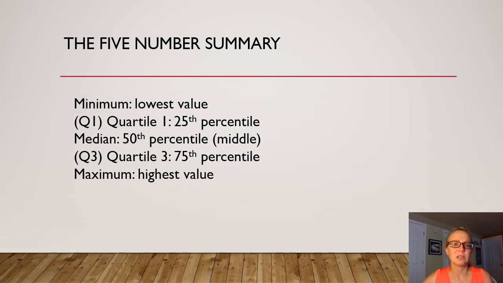The 5-number summary is made up of the minimum, which is the lowest value, Q1, which is the 25th percentile, the median, which is the 50th percentile, or the middle, it's the half and half line, quartile 3 is the 75th percentile, and then the maximum is the highest value. So if you want to think about $1 equaling 4 quarters, the minimum would be 0, quartile 1 would be 25 cents, the median is 50 cents, quartile 3 is 75 cents, and the maximum is the highest value, which would be 100 cents in that analogy.